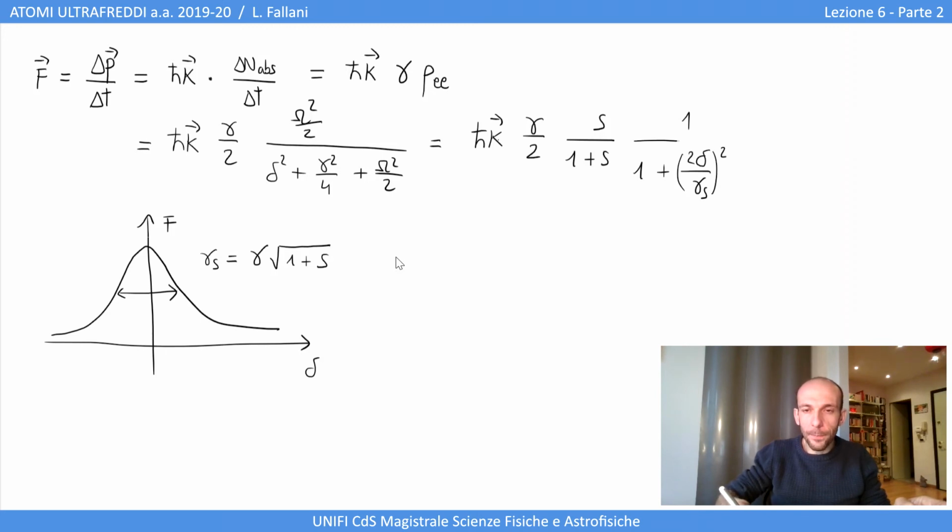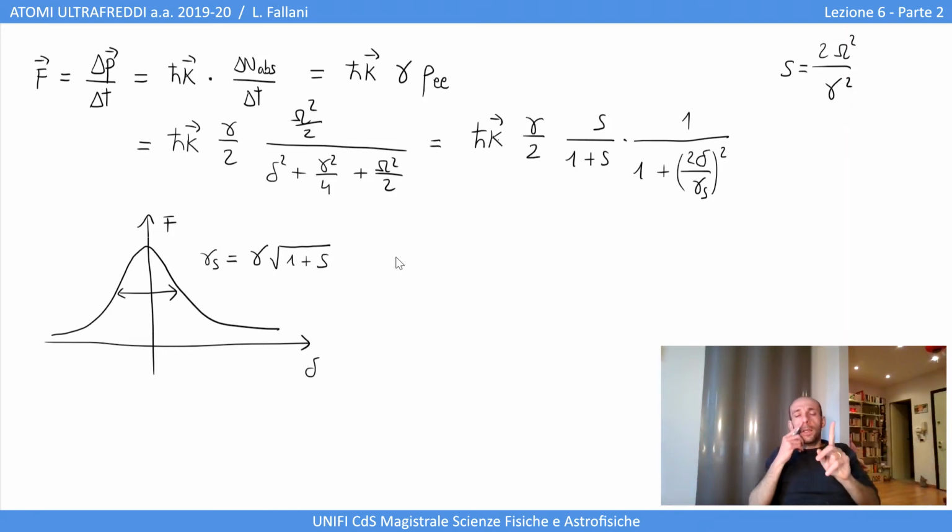Not gamma, but gamma s, where the saturation parameter was defined as 2 times the Rabi frequency squared divided by gamma squared. We have already seen all of that. And I'm writing it in this way because it is more convenient to understand the dependence of the force on the intensity, so on the saturation parameter. I recall that this saturation parameter is proportional to the intensity of light, so it can be written in a general way as the intensity of light divided by a saturation intensity, that is the typical intensity scale after which saturation effects in the transition become apparent.